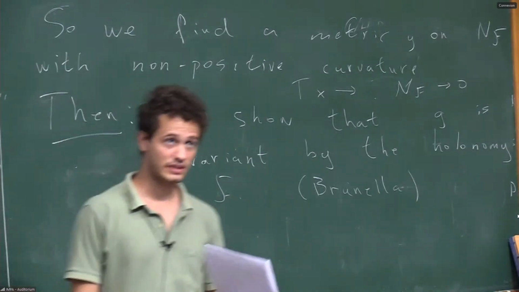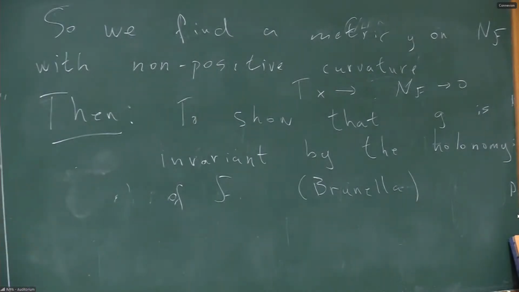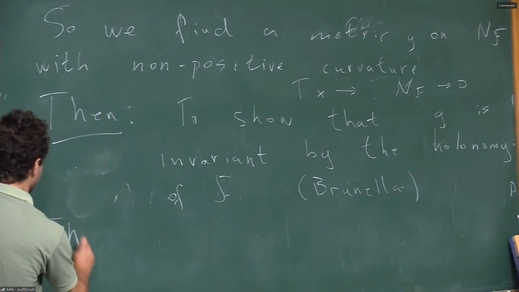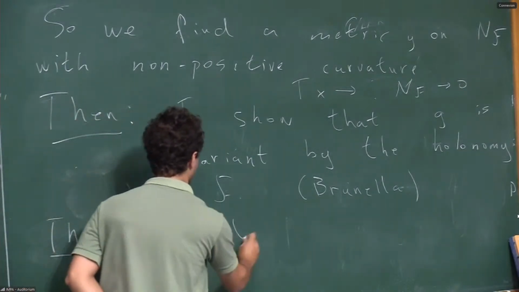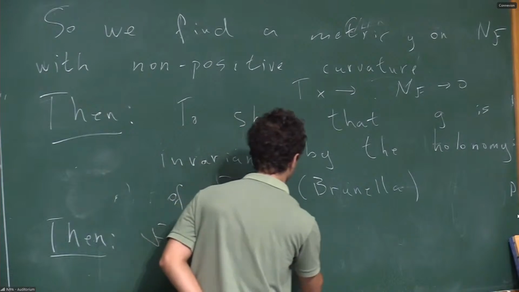Oh, all right. I have 12 minutes. So using this, we will have that F is transversely Riemannian.